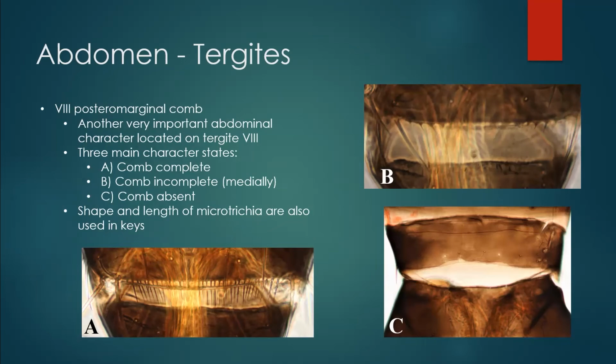The posteromarginal comb is comprised of a line of microtrichia and is located on the posterior edge of tergite 8. There are 3 main character states. The comb runs completely across the posterior margin, as seen in figure A. The comb is incomplete medially, as in figure B, or the comb is absent entirely, as seen in figure C. The shape and length of the microtrichia making up the posteromarginal comb are also used to separate some Thrips taxa.